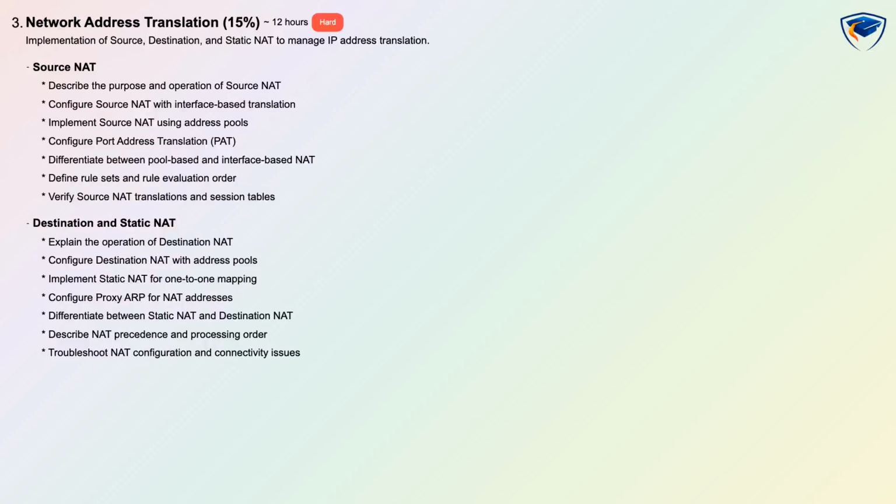Network address translation is 15% and is a harder topic focused on source, destination and static NAT implementations. Plan about 12 hours of scenario-based practice to master this area. You will learn source NAT methods including interface translation, address pools and PAT, how to build rule sets and verify translation and session tables. You will also cover destination NAT and static NAT, proxy ARP, NAT precedents and troubleshooting NAT connectivity issues.